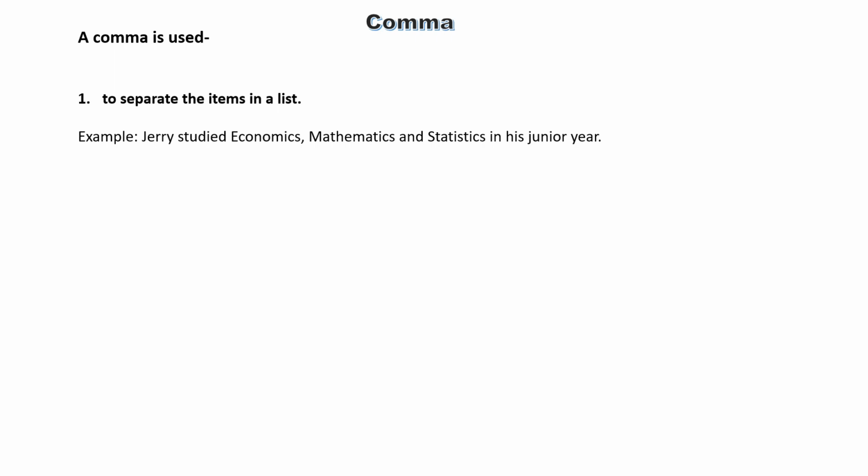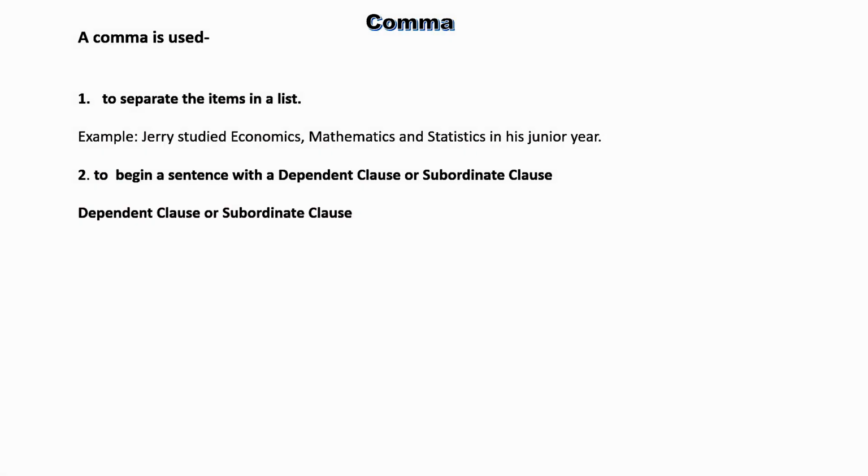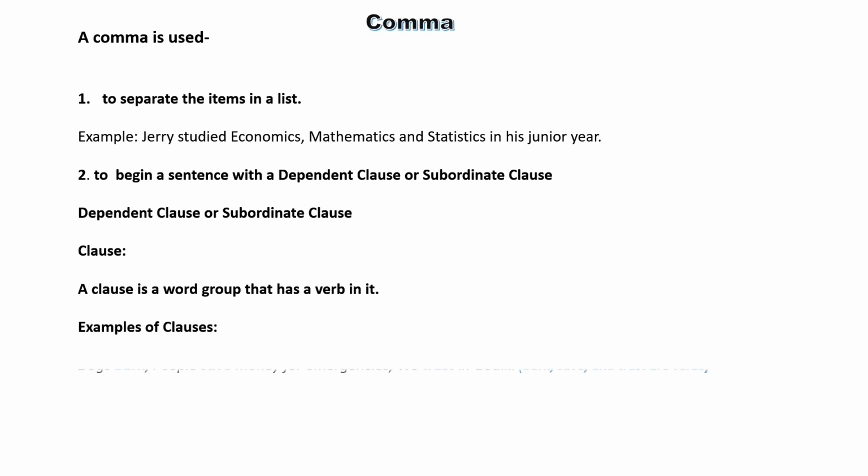The second rule says to begin a sentence with a dependent clause or subordinate clause, use a comma. Do you know what a dependent clause or a subordinate clause is? First of all, do you know what a clause is? A clause is a word group that has a verb in it. Look at the examples of clauses. The words in blue are the verbs.